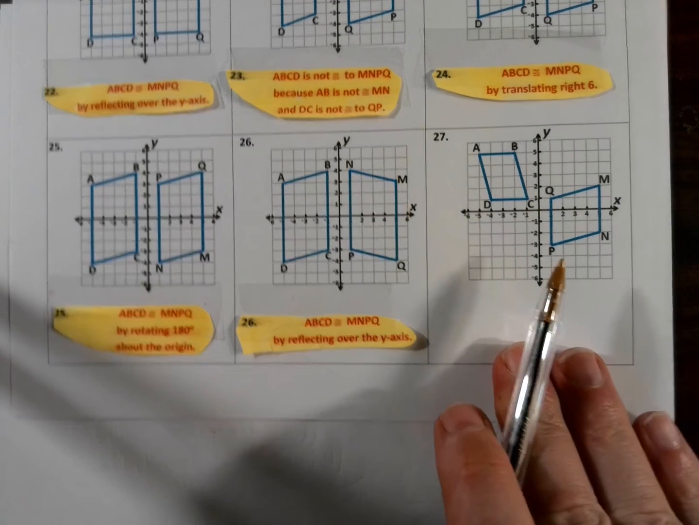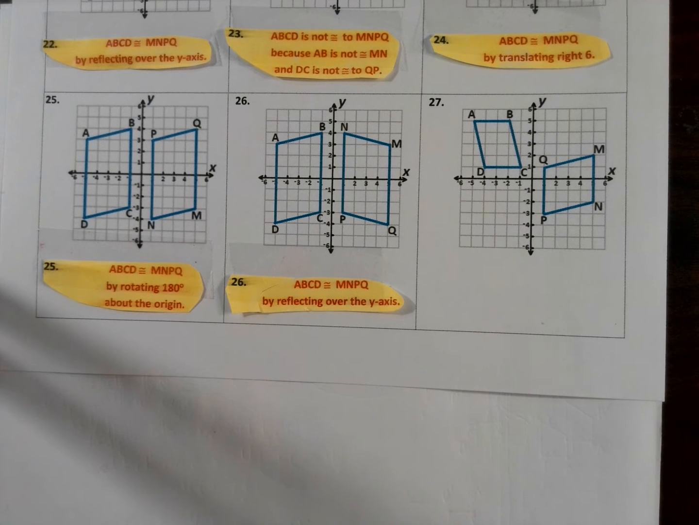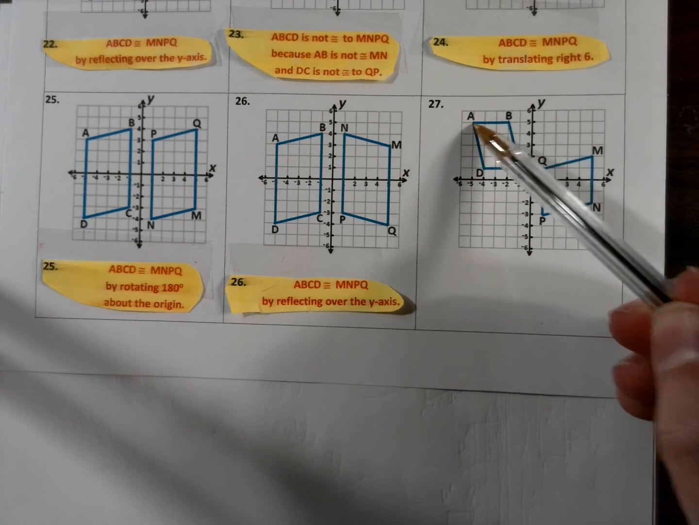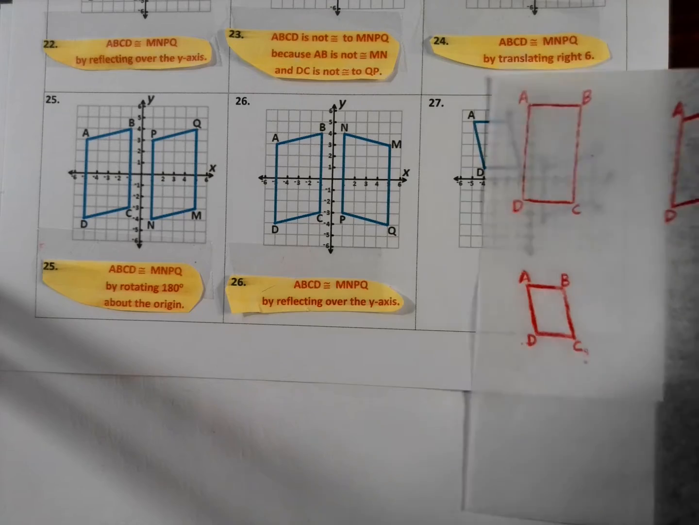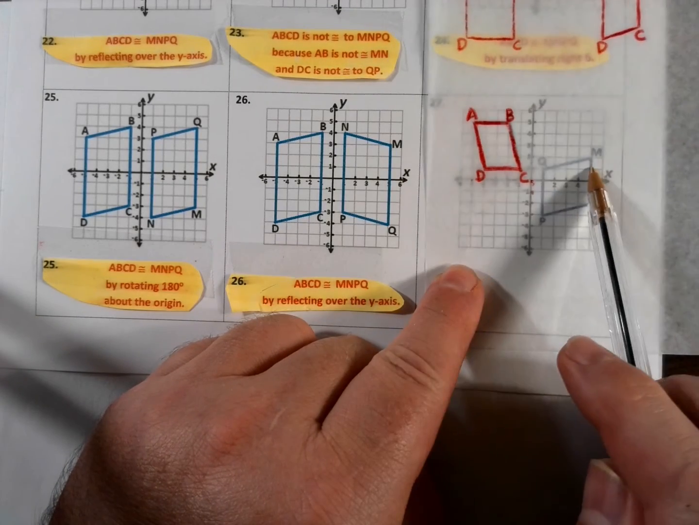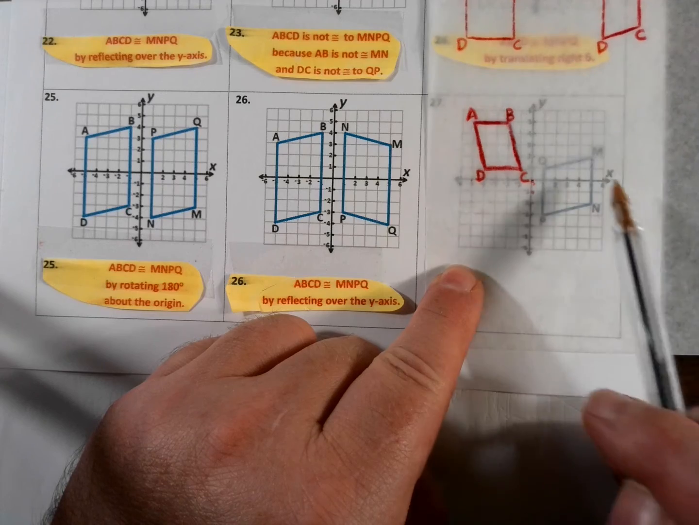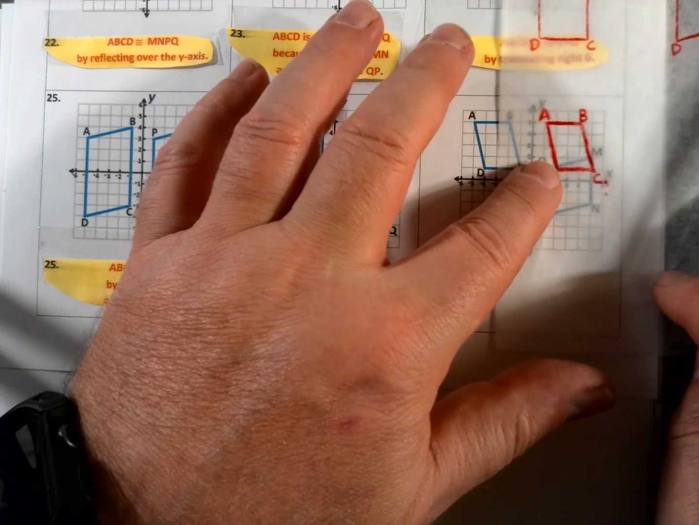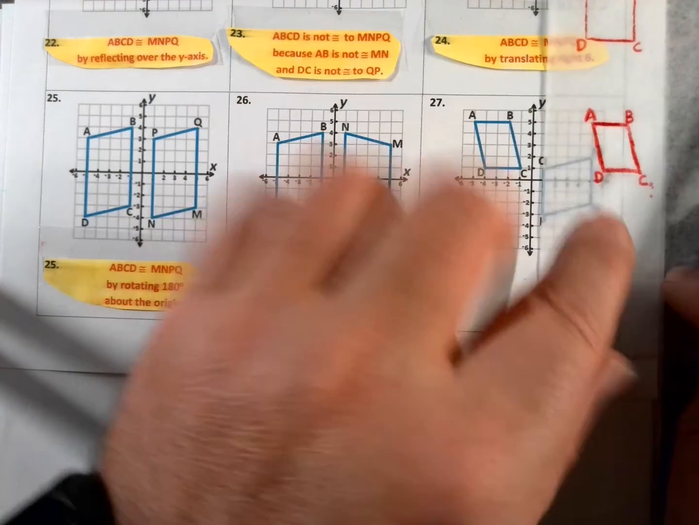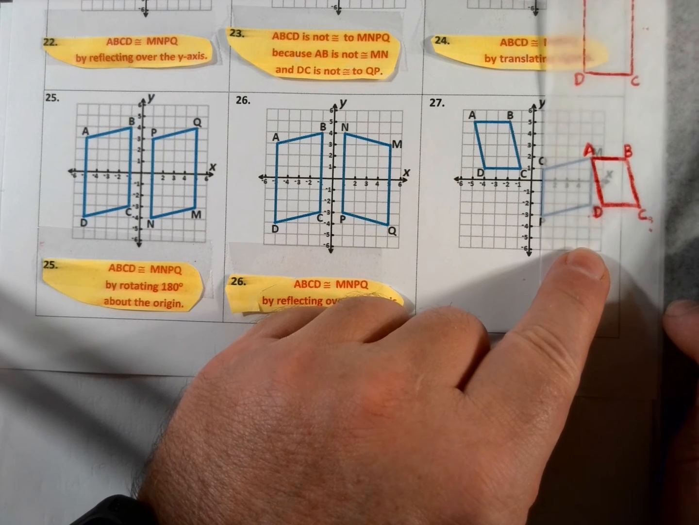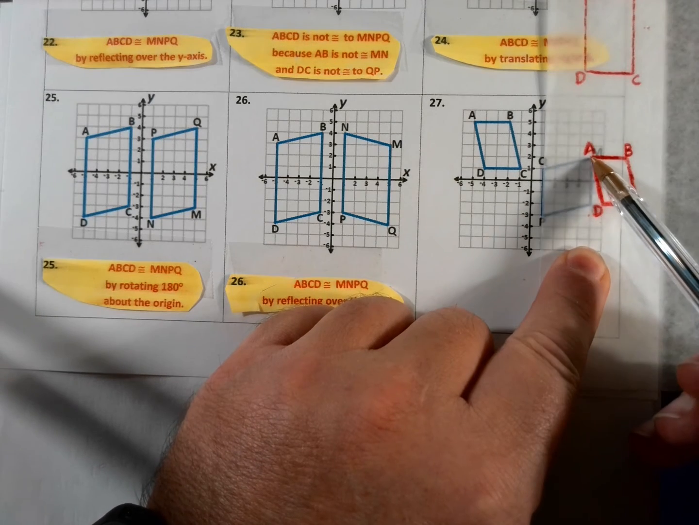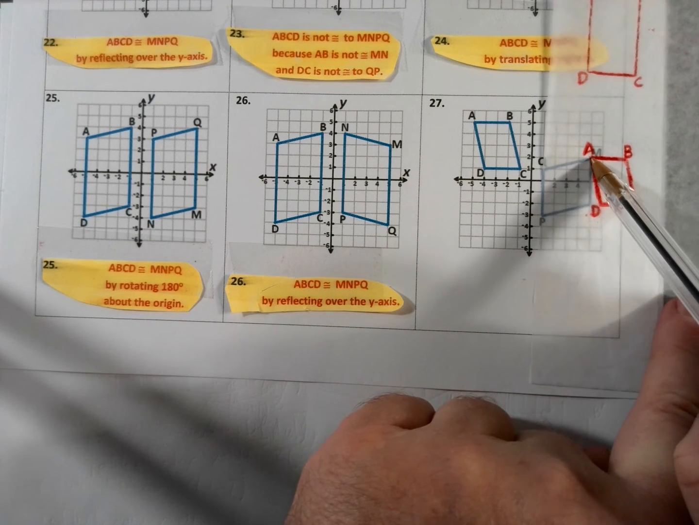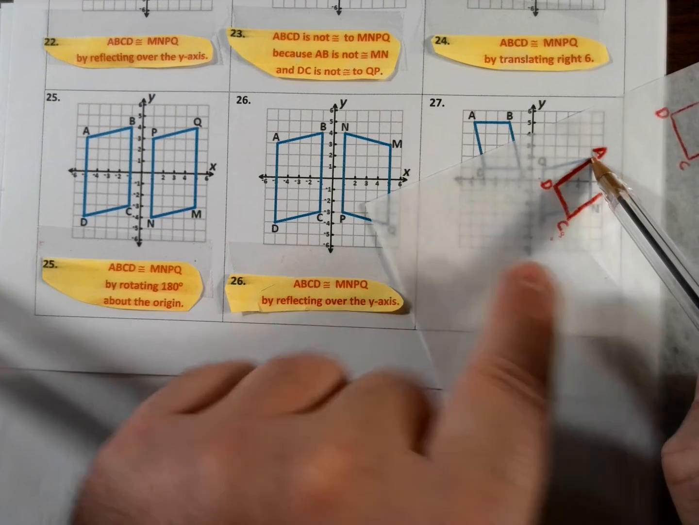Number 27, this is very interesting. It looks like the only way this can occur is through a rotation, because A is here and M is here. So we're going to translate A towards M. We're going to translate 1, 2, 3, 4, 5, 6, 7, 8, 9, 10, and then we're going to go down 3. 1, 2, 3. So at this point, we're going to rotate 90 degrees clockwise.